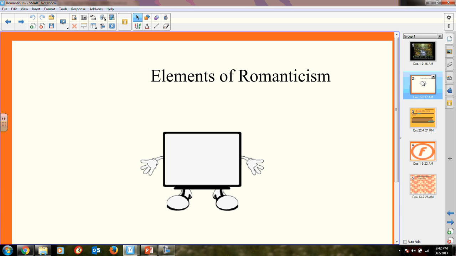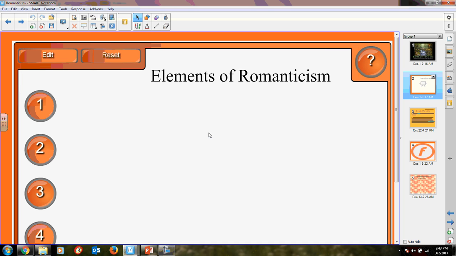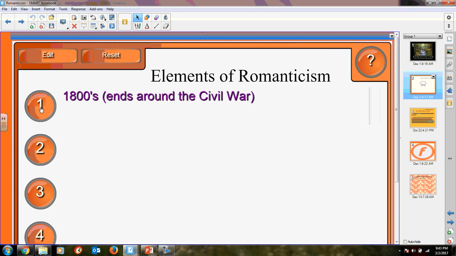So what are the characteristics or the elements of Romanticism? The first element is that it took place around the 1800s and it ends at the Civil War. It ends at the Civil War because Romanticism is fundamentally an optimistic style. Even though we had some really dark literature like selling your soul to the devil, it was a romantic and idealistic time in our history. However, when the Civil War rolled around, there was nothing idealistic or romantic about that.